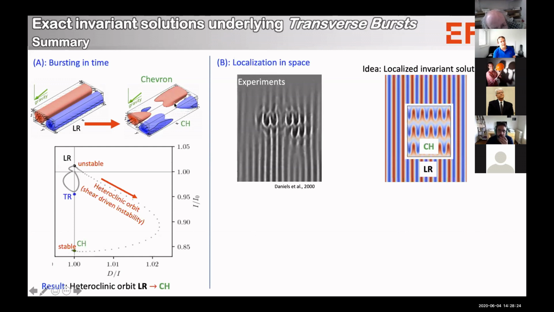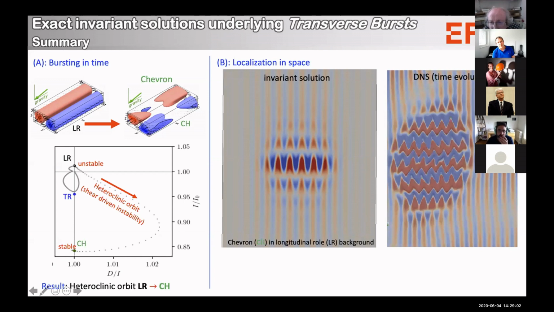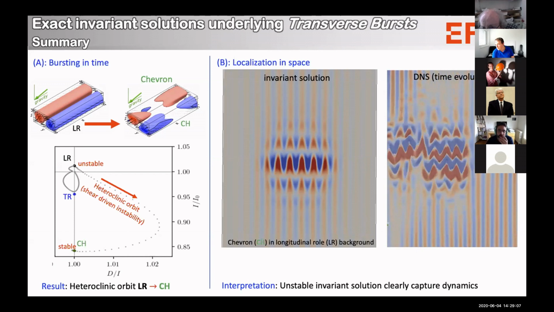And localization in space would suggest that maybe you have invariant solutions where you have this connection from longitudinal rolls to chevrons, but localized. So can you have a solution where you have a longitudinal roll background and locally a patch of chevron solutions? Well, it's a nonlinear equation, so you cannot simply superimpose them, but it turns out that there are really invariant solutions of this type. So this is an invariant solution of the full nonlinear evolution equations. And this here is time evolution. And I think you can agree with me simply visually that it's obvious that these invariant solutions capture a lot of the dynamics.